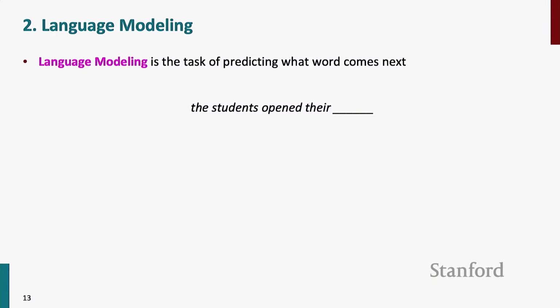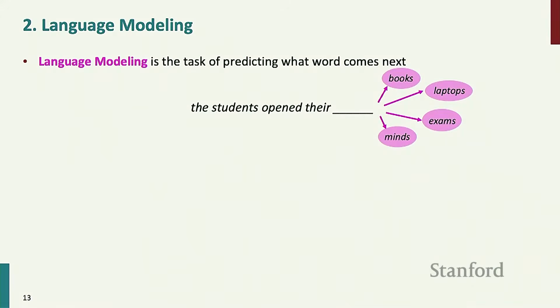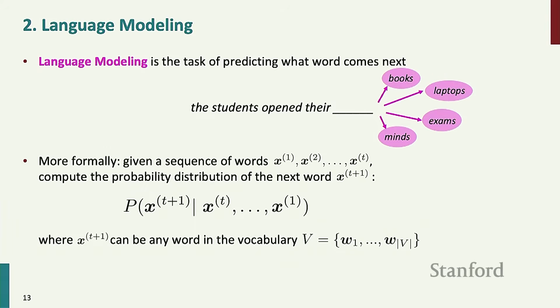So the students opened there, what words are likely to come next? Bags. Laptops. Notebooks. Notebooks, yes. I have some of those at least. Okay. So these are kind of likely words, and if on top of those we put a probability on each one, then we have a language model.